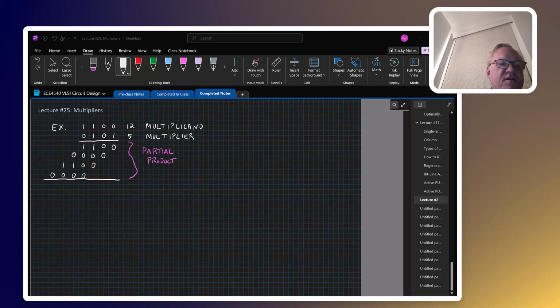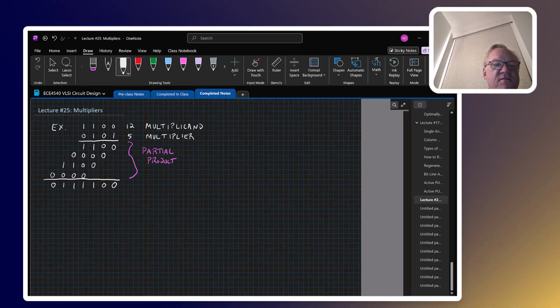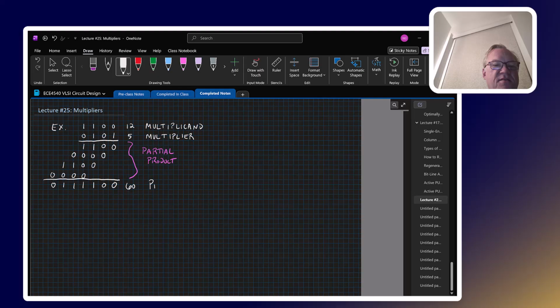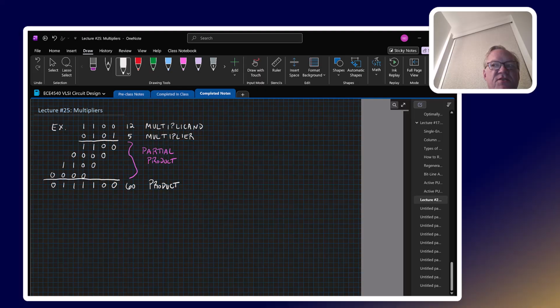And now I'm going to sum all of my partial products using adders. All right, and now if this is all done correctly, I should have an answer of 60. I know that 12 times 5 is 60, and indeed I have 4 plus 8 plus 16 plus 32, which does indeed equal 60. We call this the product. All right, so I can determine my basic multiplication operation.